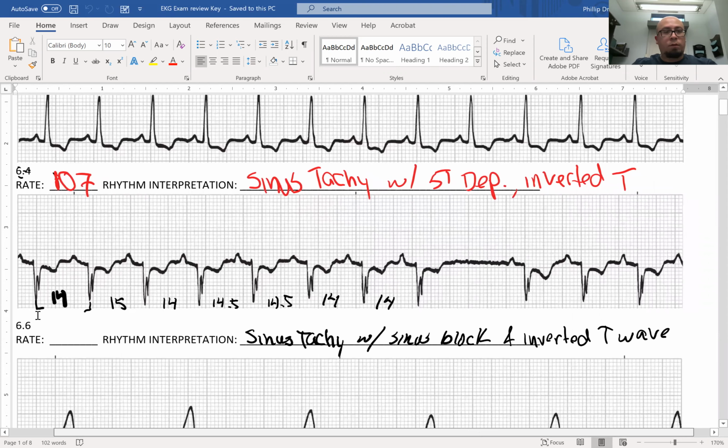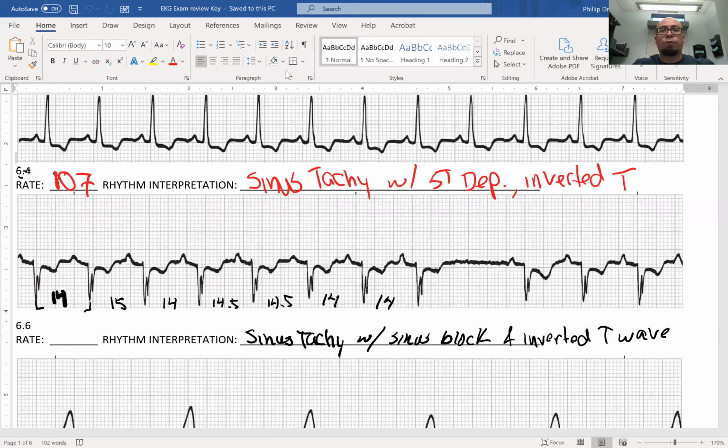All right, the next one we have 6.6. We also have a fairly regular rhythm here. I wrote in the number of small boxes I counted, fairly regular. We have P waves in front of all of those QRSs, okay? And then we have this pause in conduction, which we call a sinus arrest or potentially a sinus block, depending on this next beat that arises following the arrest. So this next beat has the same P wave as these other beats here, okay?